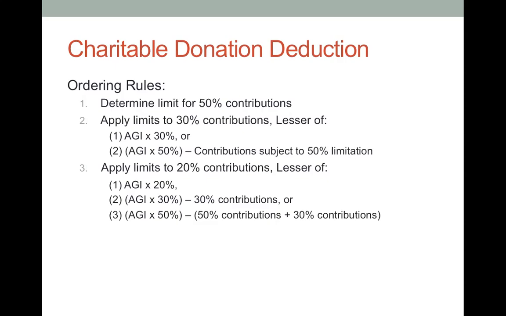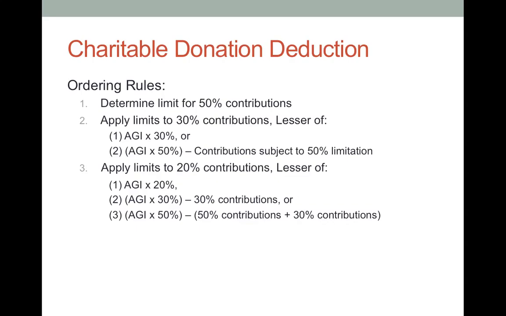All right, so there are some ordering rules. Let's say you make some 50% donations and you also make some donations that are subject to the 30% limitation, and you need to figure out how much you can deduct. The first thing you're going to do is maximize your donations subject to the 50% limitation. So first, determine the limit for your 50% contributions. It's just 50% times your AGI. As long as your 50% donations are below this amount, you can fully deduct them. After you determine the 50% limitation, then you look at the 30% limitation.